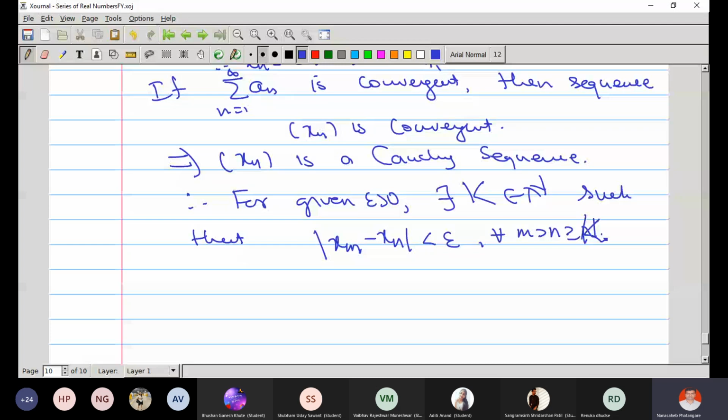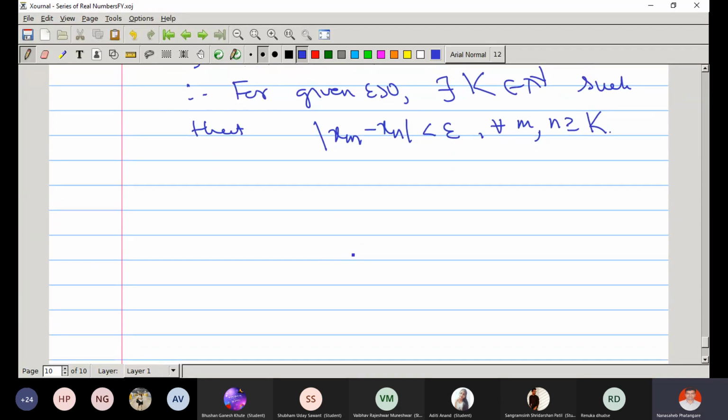If m and n are equal, then the difference is 0. So if m and n are not equal, one of them is bigger and another is smaller. Suppose m is greater than n. In fact, for all m, n greater equal k, this is true. Is it clear? x_n is convergent, therefore it is Cauchy. So by the definition of a Cauchy sequence, for given epsilon, there exists k.